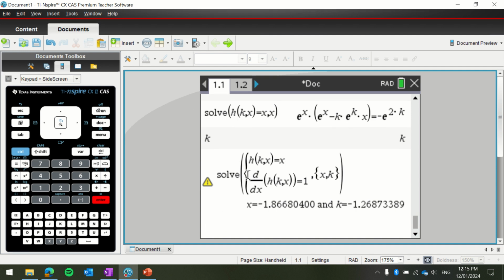Right, so I make h equal to x, as well as make the derivative of h equal to 1, because that is the derivative at the point I'm looking for. So I do get some answer. But look at it. It's negative. I can ignore the x because I don't need it. I'm just looking for k. It's negative 1.2687.